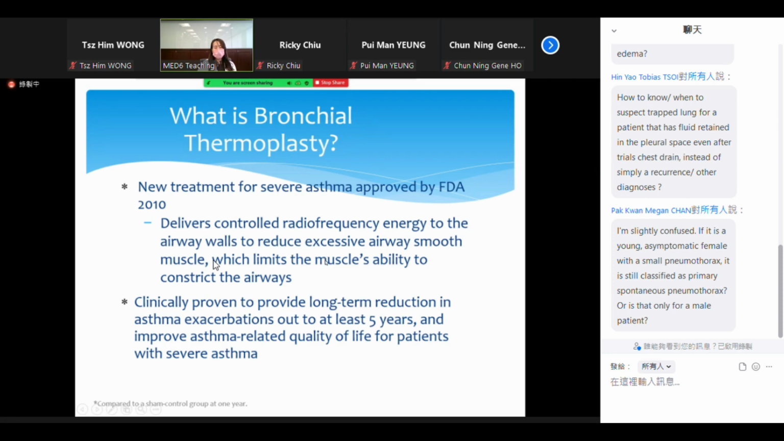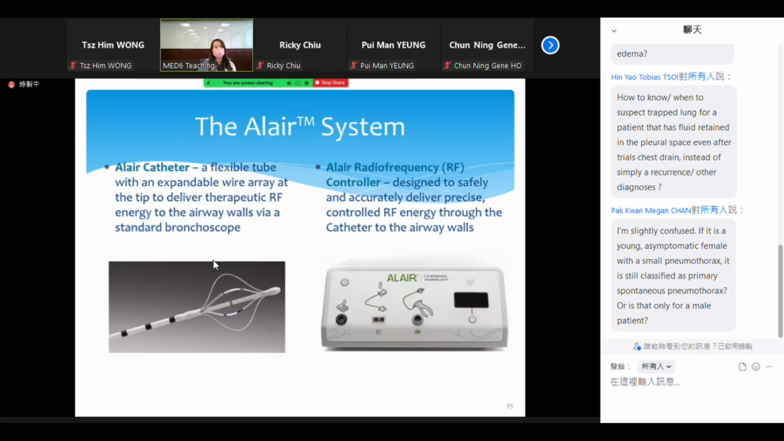Please remember, the first line treatment of asthma is not bronchial thermoplasty, it is inhaled corticosteroid, and also according to GINA guidelines, step 1, step 2, step 3, step 4. And then if the patient goes to step 4 with uncontrolled asthma despite all the medication, then we will consider biologic or thermoplasty. So it depends on the phenotype of the asthma. So bronchial thermoplasty has been proven to reduce asthma exacerbation and improve quality of life at 1 year and 5 years post-treatment for severe asthma.